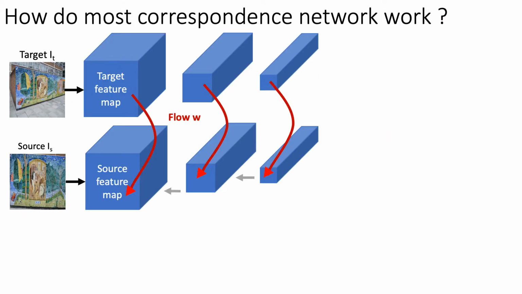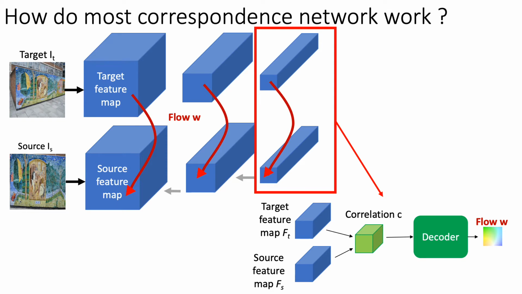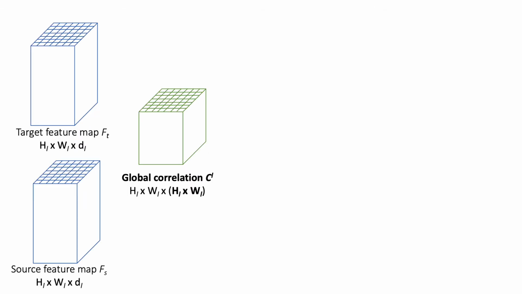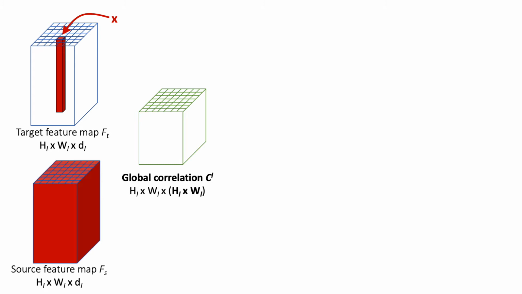Most of the state-of-the-art approaches rely on a feature pyramid where the flow is estimated at multiple levels. At a particular level, it is inferred by constructing a correlation that is then passed to a decoder. This correlation has been shown to be a key component for the success of the correspondence network. There are two types of correlation. The first one is global. Each feature of the target feature map, such as this one, is correlated to all of the source features. The resulting scalar products are then stored in the channel dimension of the correlation. But it thus results in a channel dimension that is directly proportional to the source feature map size itself.